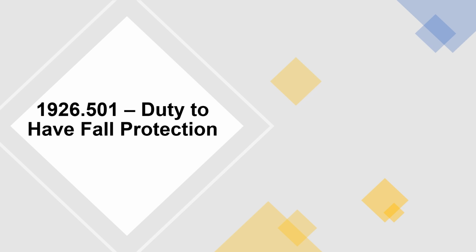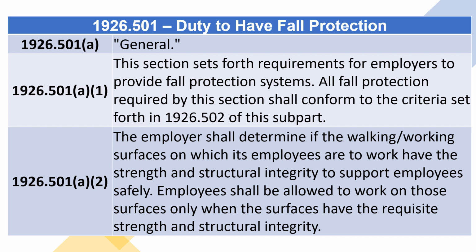1926.501 Duty to have fall protection. 1926.501 A. General. 1926.501 A1. This section sets forth requirements for employers to provide fall protection systems. All fall protection required by this section shall conform to the criteria set forth in 1926.502 of the Subpart. 1926.501 A2. The employer shall determine if the walking/working surfaces on which its employees are to work have the strength and structural integrity to support employees safely. Employees shall be allowed to work on those surfaces only when the surfaces have the requisite strength and structural integrity.